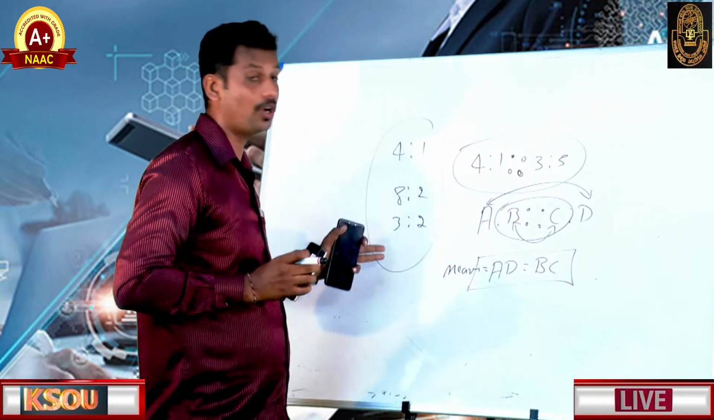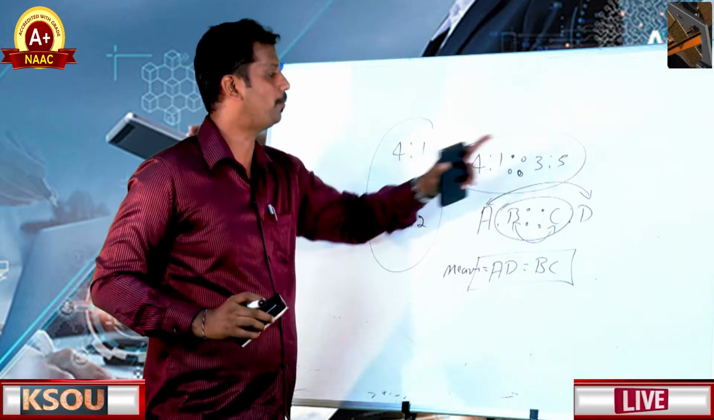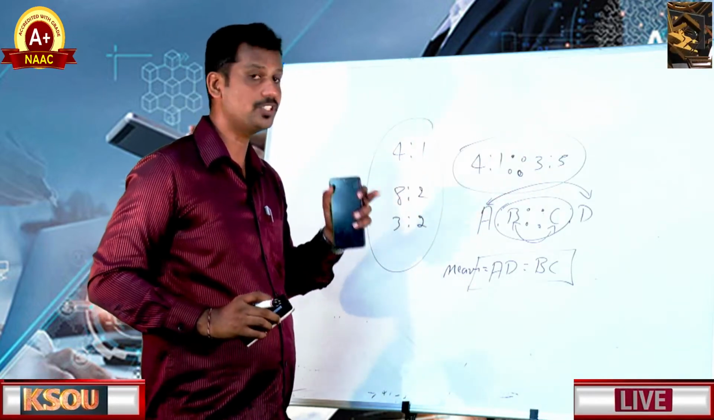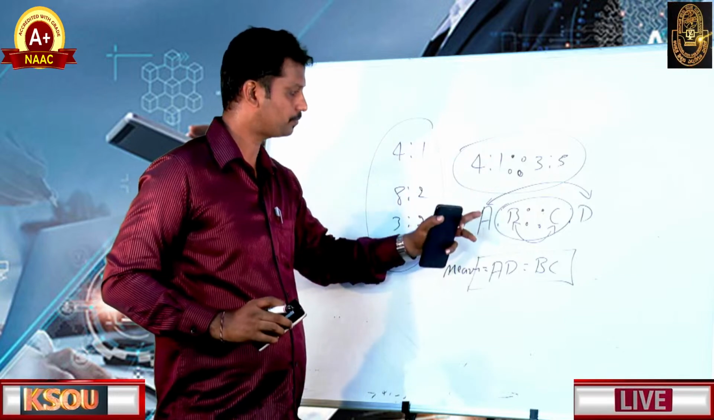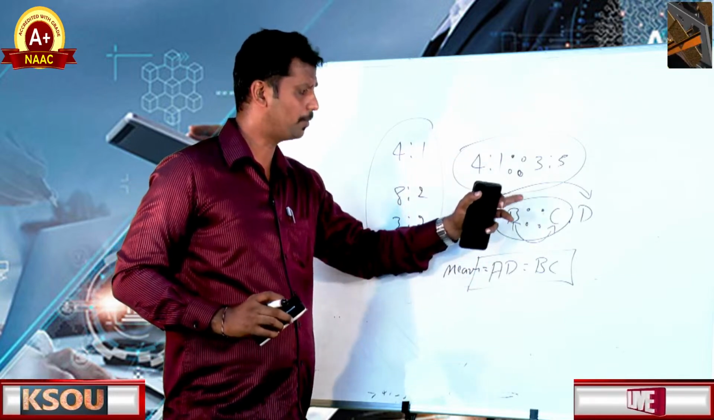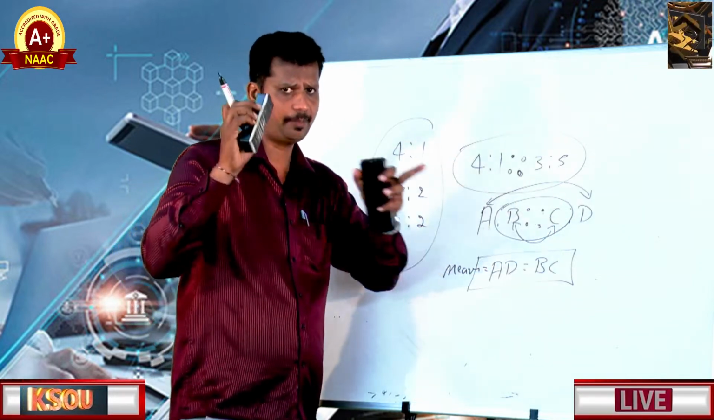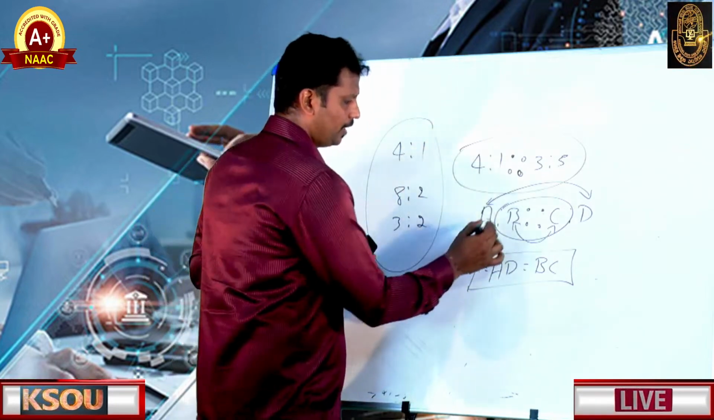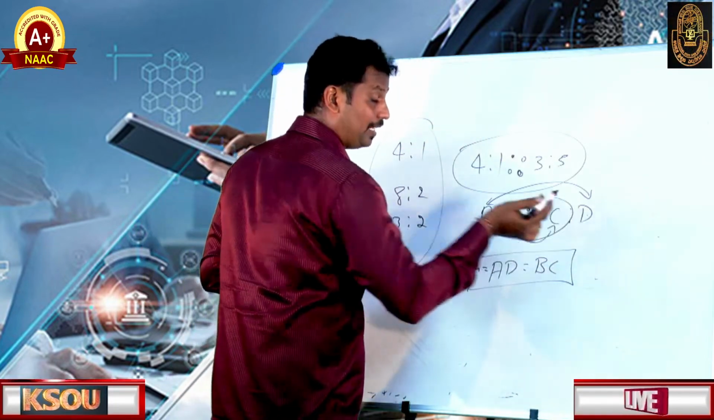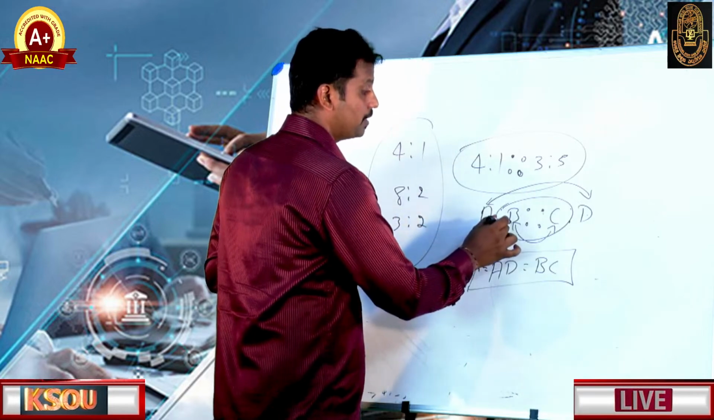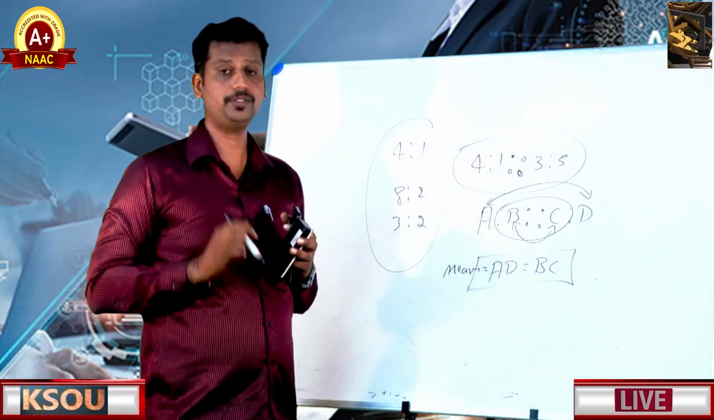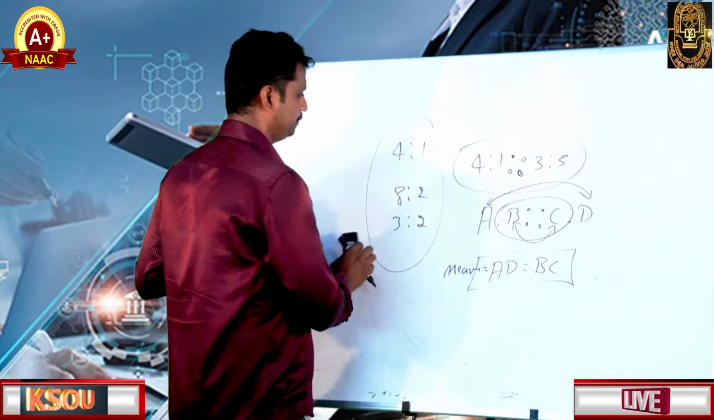So this is the ratio. How to write the ratio? So this is the proportion. The proportion value: A is to B proportion B is to C. The basic formula: A into D equals B into C. Clear now? Okay.